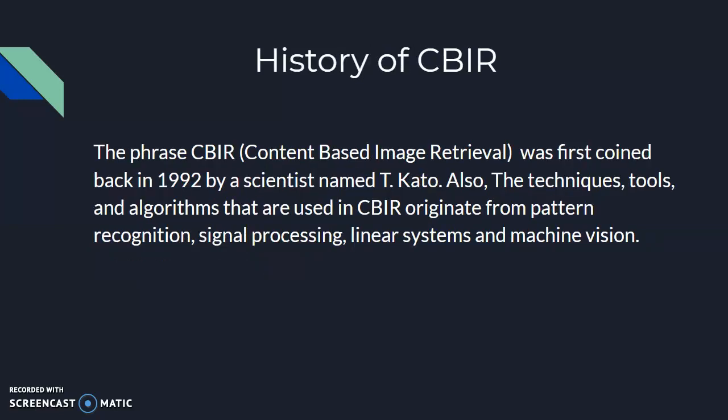The history of CBIR. The phrase CBIR, content-based image retrieval, was first coined back in 1992 by the scientist named T. Kato. Also, the techniques, tools, and algorithms that are used in CBIR originate from pattern recognition, signal processing, linear systems, and machine vision.